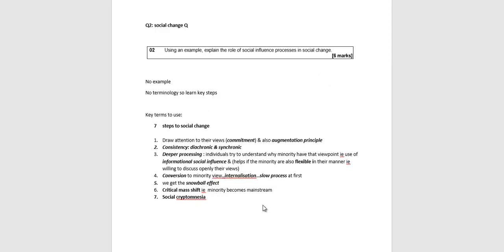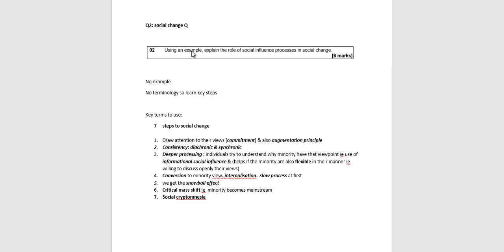Key terms to use. Well, here with my students, I've given them this bit of information. So here, we've got a lot of new terminology that we should be using in this. So if I just quickly go through some of that, this is what we do to cover social change. It's important that the minority, because this is really about minorities forming social change, starts off with a minority. First of all, they've got to draw attention to their views. In other words, they've got to try and get commitment. So that's a word you must use. Maybe using your augmentation principle. In other words, showing some self-sacrifice.